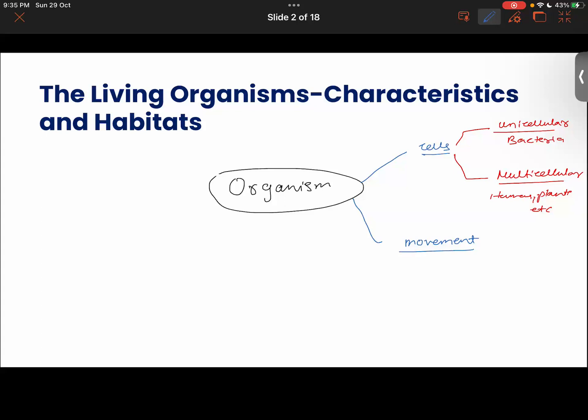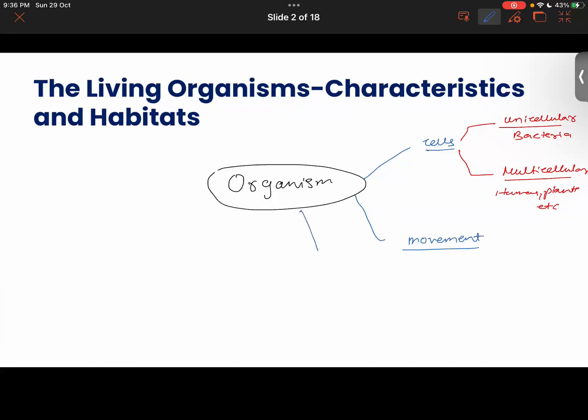For a thing to be living, apart from movement, there are several other characteristics that it has to fulfill. Like it should be having cells in it, it should be showing movement, and then it should be breathing also. It should be growing also. Very good. It will show growth also.